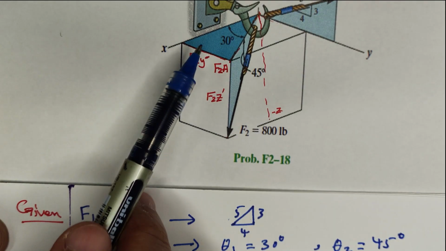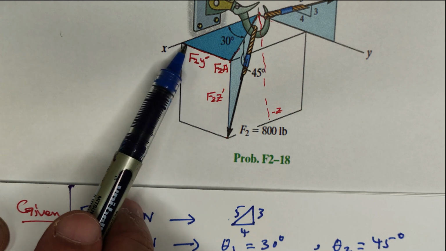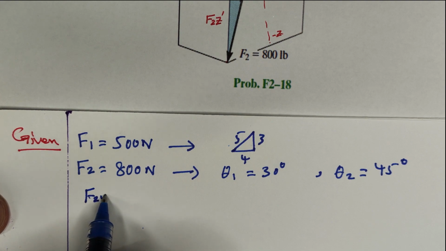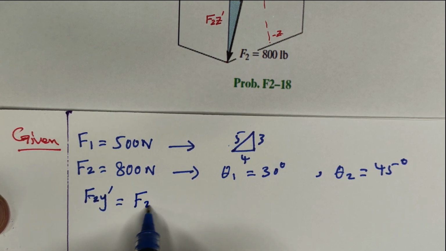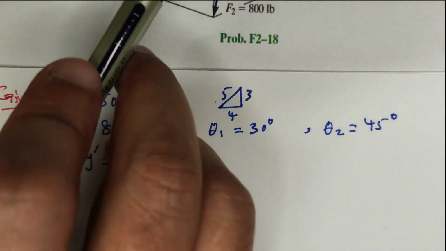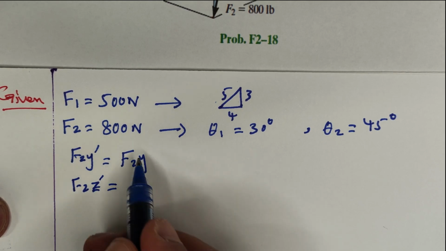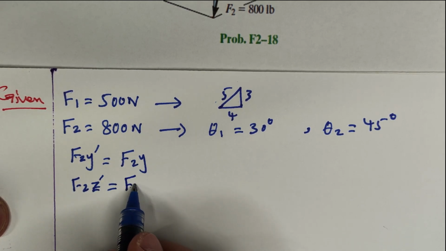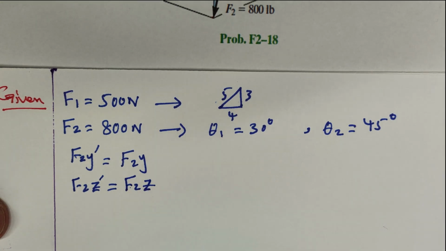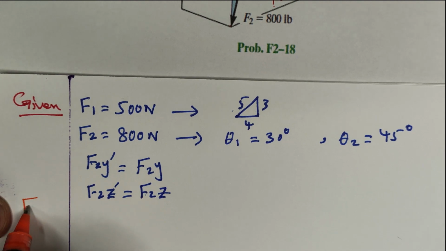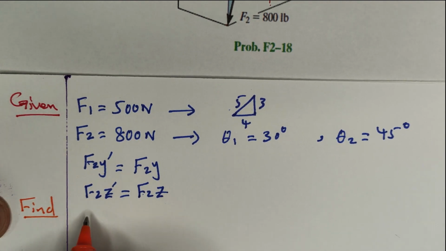I already associated some names or letters to these components in there. Therefore, I'm going to say F2 on y dash is equal to F2y, as they are both parallel to each other. F2 on the z dash, F2z dash, is equal to F2z, because again they are both parallel to each other. Now looking at what the question is asking us to find. The question is asking us to find Fr, the resultant force. So, solution.